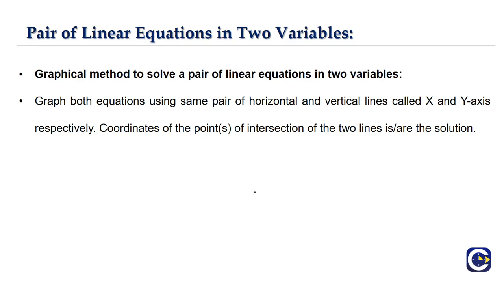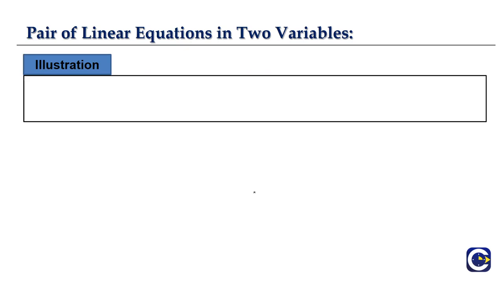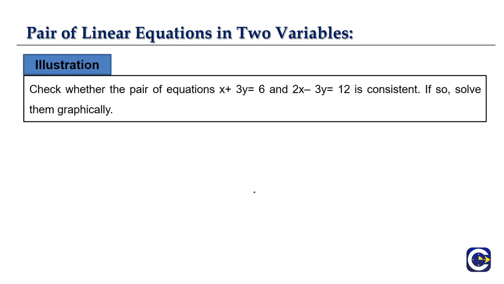If there is no solution, they won't intersect at all. But if there is a solution, then after plotting these two lines on a graph, they will both intersect at one single point. That is the solution of the given pair of linear equations in two variables. Now let's see a question based on this graphical way of solving.